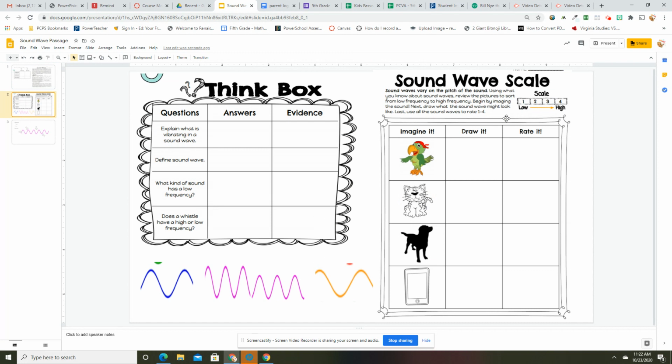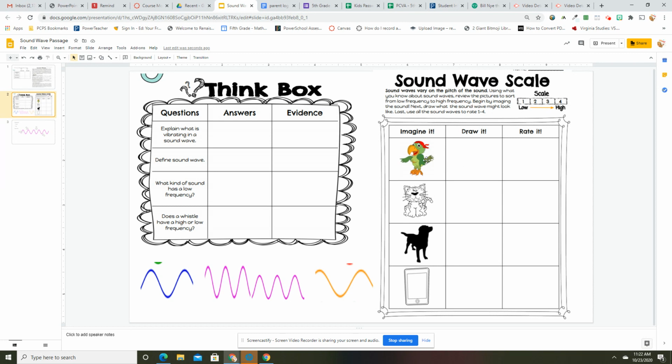It says sound wave scale. Sound waves vary on the pitch of the sound. Using what you know about sound waves, review the picture to sort from low frequency to high frequency. Begin by imagining the sound. Next, draw the sound wave. You don't have to draw, you're just going to drag it. And then you're going to rate it.